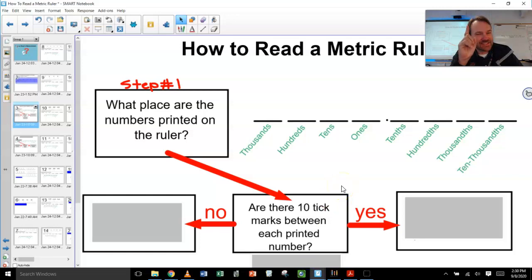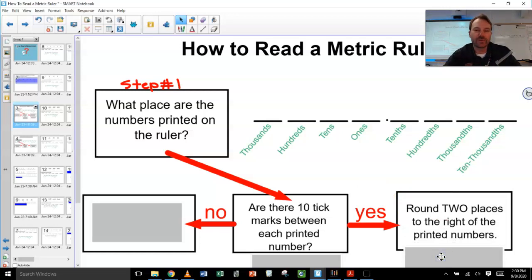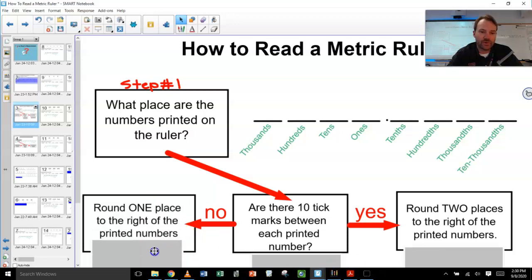Because if it has 10 divisions between them, then you can measure 2 places to the right of what is printed. If there are not 10, then you can only go one place to the right of what's printed on the device. And this will maybe become clear with the examples that I'm about to show here.